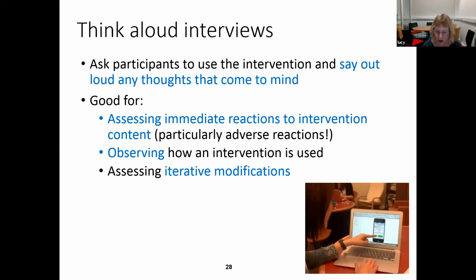You can also observe how they're using the intervention, so you can see that they have no idea where they should click to go next. So that's your sort of usability testing. And we carry on doing these think aloud studies until we're pretty sure that we can't make any more improvements to the intervention.